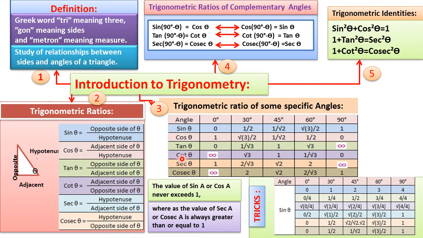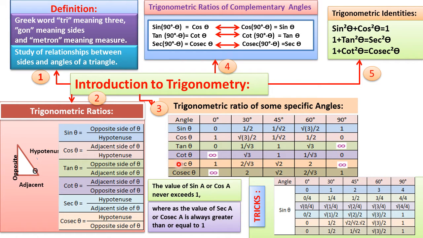So then how to write for cot theta? Cot theta, as I said, is 1 by tan theta. So the reciprocal of all these values gives me cot theta. So cot of 0 is nothing but 1 by tan 0, that is 1 by 0, infinity, and the reciprocal of 1 by root 3 is root 3. 1 by 1 is 1 here, and 1 by root 3 gives me cot of 60 degree, and 1 by infinity gives me 0.